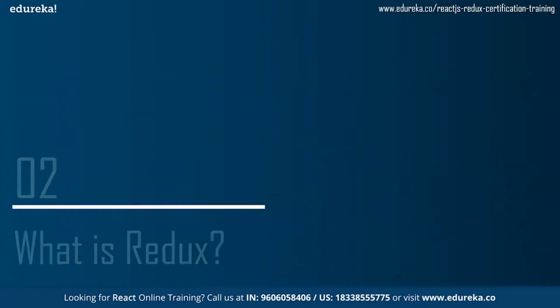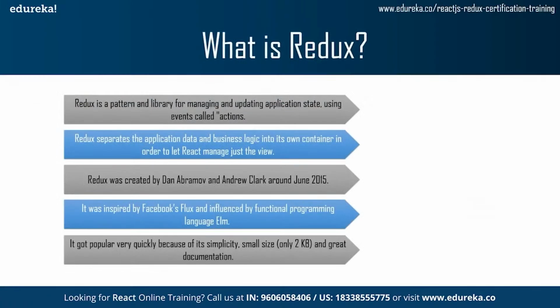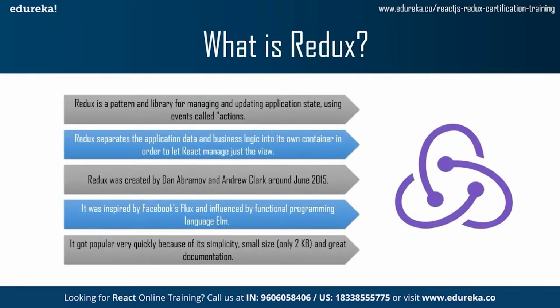Now let's understand what is Redux. Redux is a pattern and library for managing and updating application state using events called actions. Redux separates the application data and business logic into its own container in order to let React manage just the view. It's an application data flow architecture. Redux was created by Dan Abramov and Andrew Clark around June 2015. It was inspired by Facebook's Flux and influenced by the functional programming language Elm. It got popular very quickly because of its simplicity, small size of 2 KBs, and great documentation.